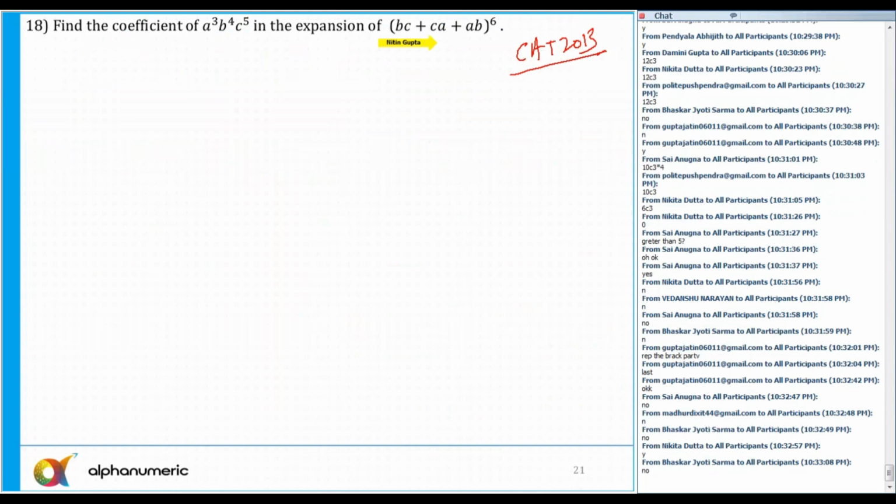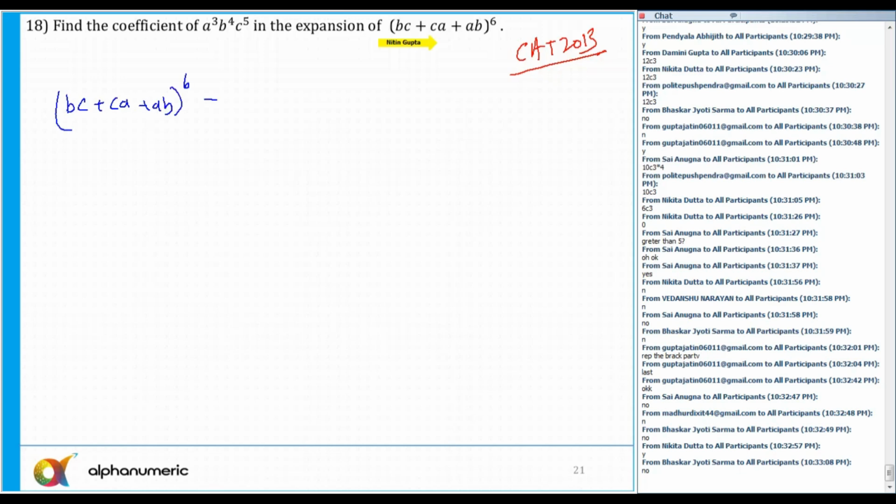Now, there are a lot of ways here, but the easiest way I'm telling you, that is a cube b raised to power 4 c raised to power 5. Okay, and there is a symmetry, isn't it? So in this case, if I take out here, this is bc plus ca plus ab raised to power 6, isn't it?